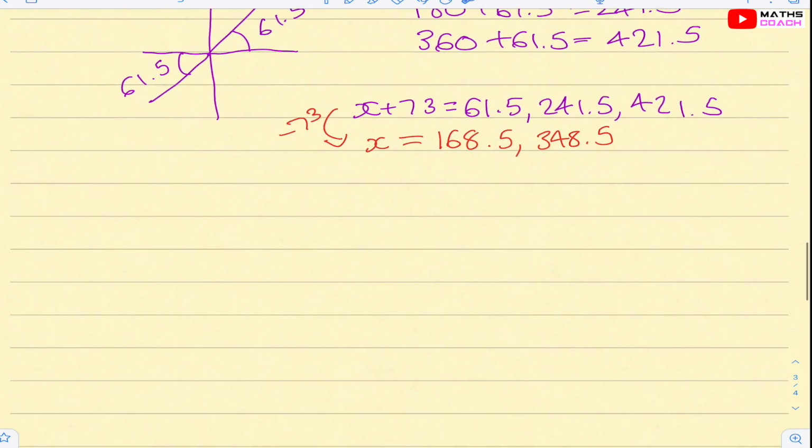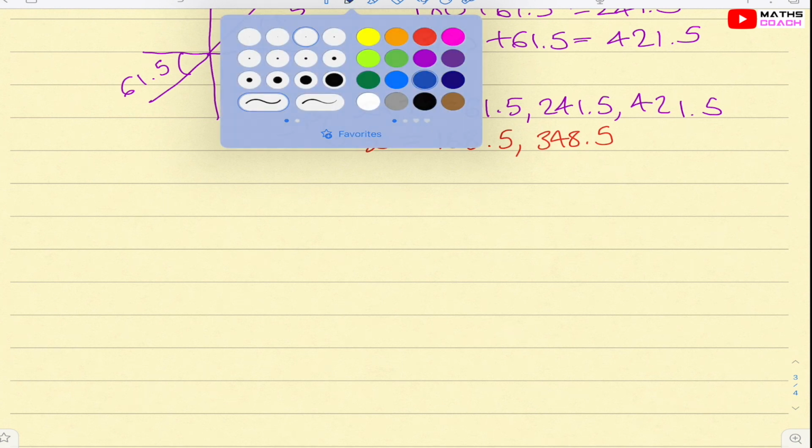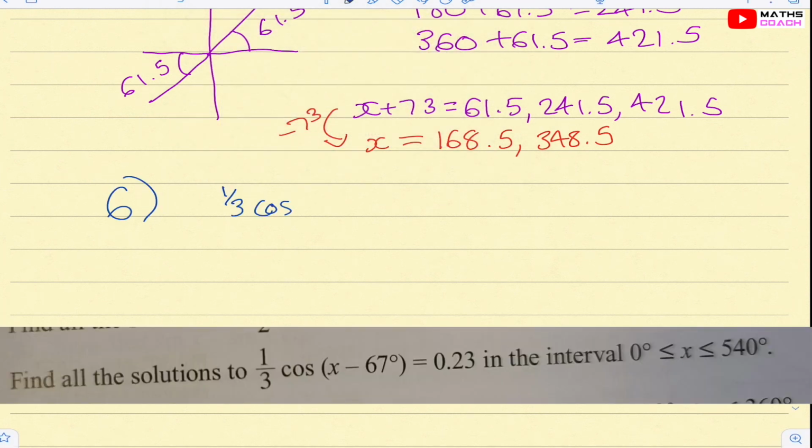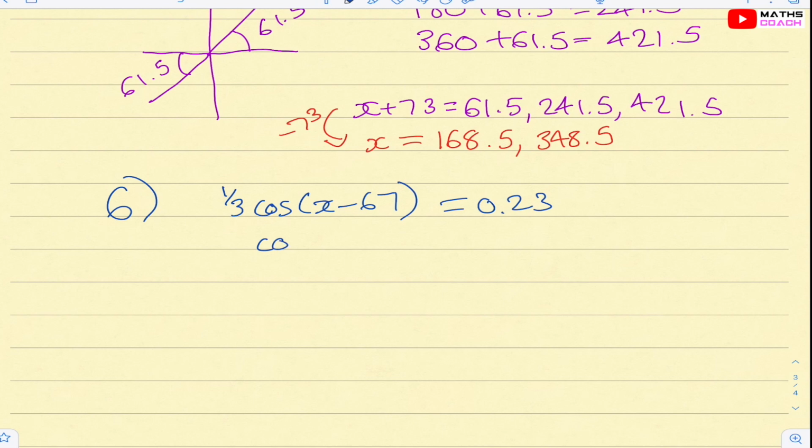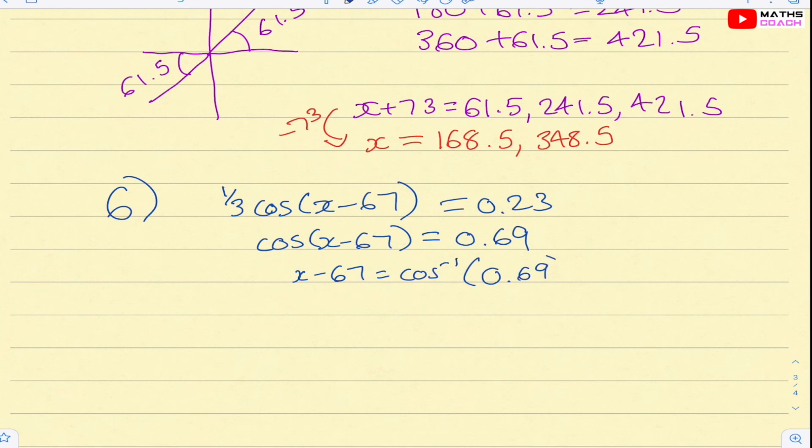Okay, right. Let's look at one last example. If I have a third cos(x − 67) equal to 0.23. Again, it's the same concept as solving an equation: you want to make x the subject. So we divide through by a third, so it's going to be cos(x − 67) equals 0.69. And then you're just going to do x minus 67 is equal to cos minus 1 of 0.69. So x minus 67 equals 46.4 degrees.